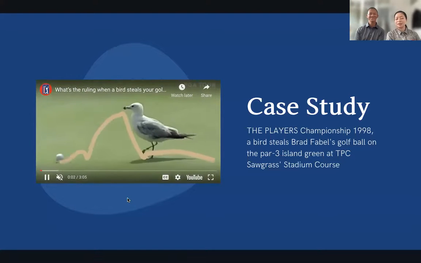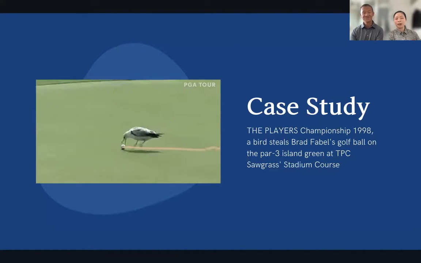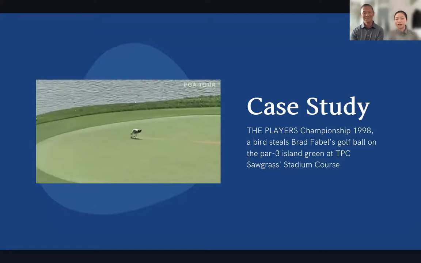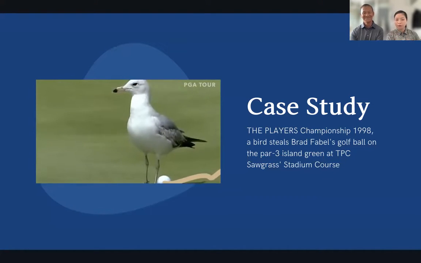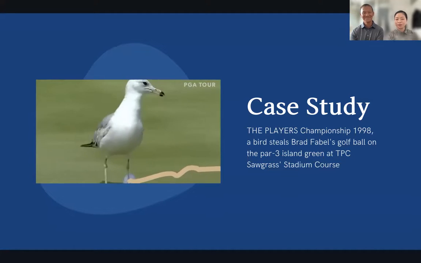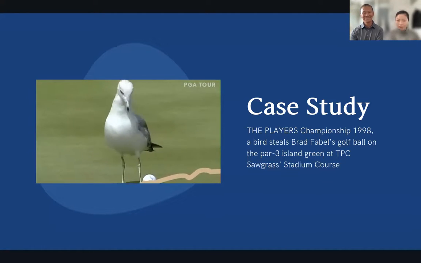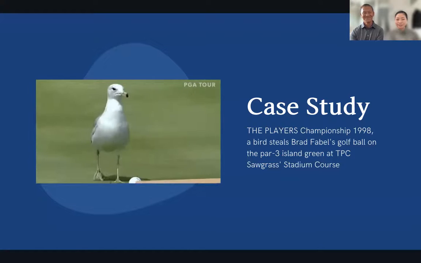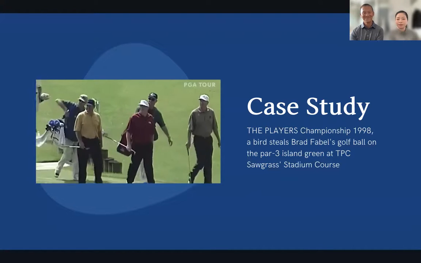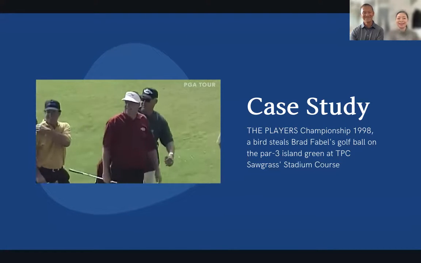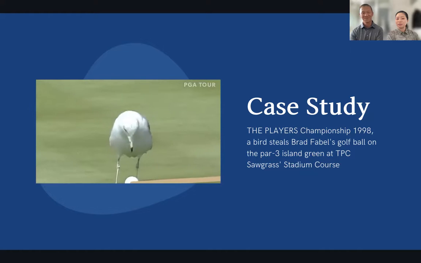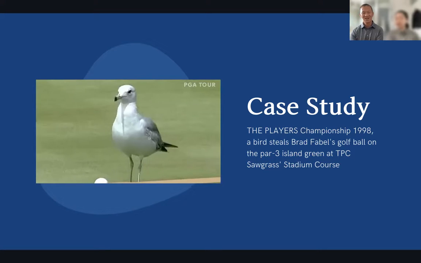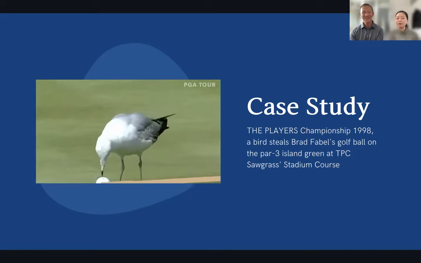It's interesting because this happened in 1998, recorded: a bird stole a player's ball on the green. And later on in the video, you'll find that the bird actually took flight with it. So you see the players are walking to the green now. They're like, oh my goodness, what's going on? And yeah, this kind of happens. A bird, in the rules book, would that be an outside influence? Yes. So outside influence, right?